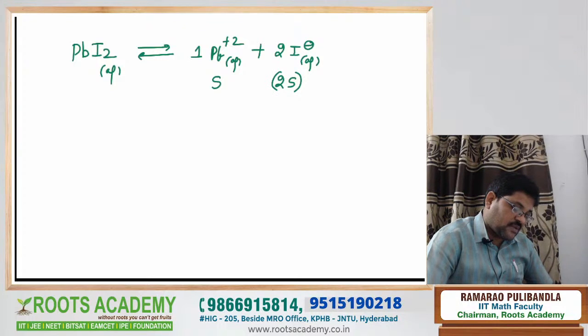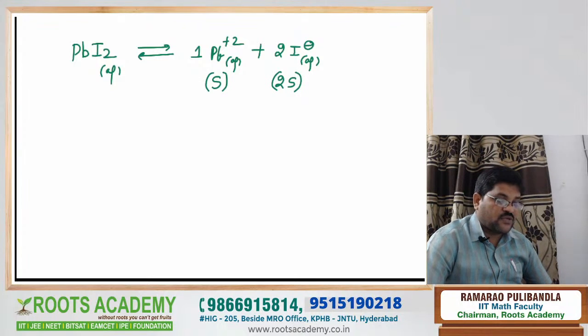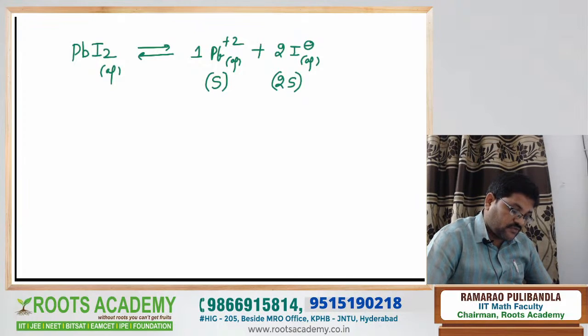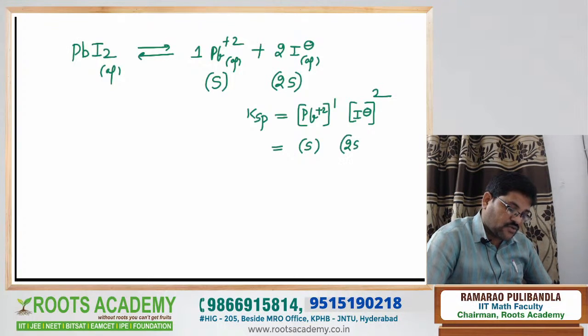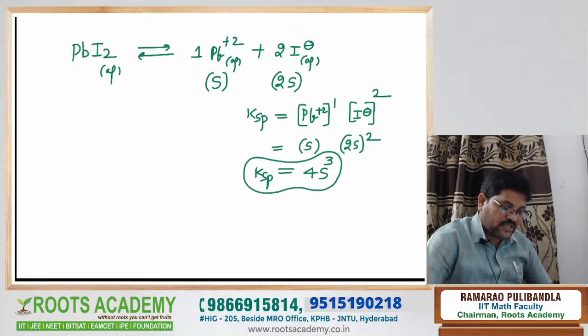So the solubility of the Pb2+ ion is S. The solubility of the I minus ion is 2S. Therefore, what do you write? Ksp is equal to the concentration of Pb2+ to the power 1, times the concentration of I minus ions whole squared. Clear? Therefore, the solubility of Pb2+ is S and of I minus is 2S whole squared. From that we get 4S cubed. Therefore, Ksp of the salt solution is 4S cubed.